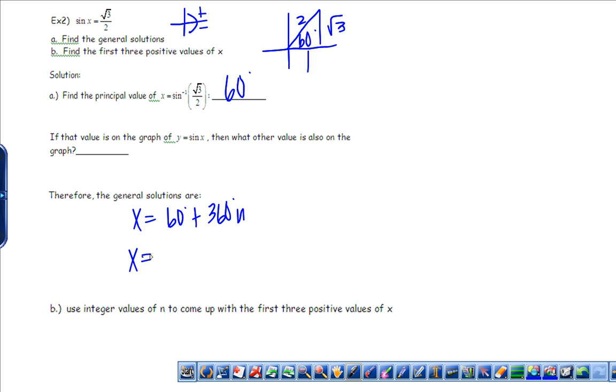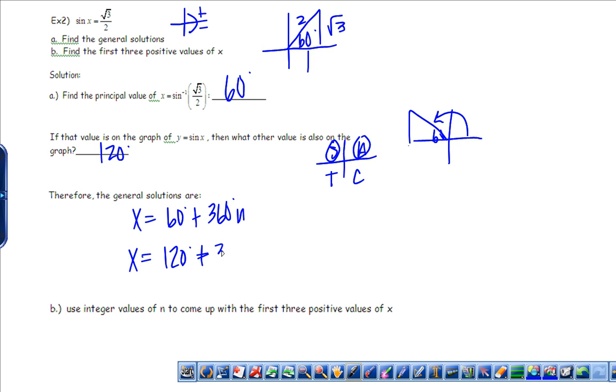You're always going to have 2 with sine and cosine. So if I look at my all students take calculus, sine is positive here and here. So if I have a 60 degrees over in this quadrant, how did I get 60 degrees? So it looks like my next one's going to be 120 degrees. So 120 plus 360 n.